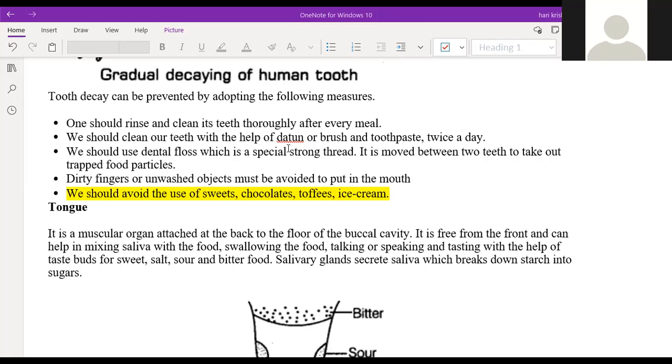We should use dental floss, which is a special strong thread. It is moved between two teeth to take out trapped food particles. Dirty fingers or unwashed objects must be avoided in the mouth. We should avoid the use of sweets, chocolate, toffees, and ice cream. Good. So these are the different ways in which you can prevent tooth decay.